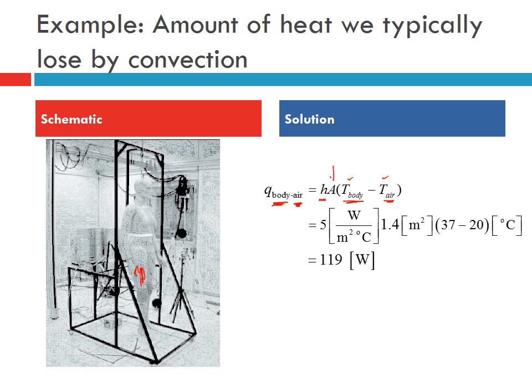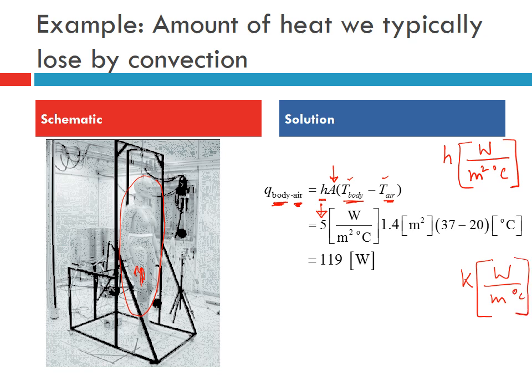Now we multiply this by area, because it is not flux, but it is over the entire surface area. So if h is given in watts per meter squared per degree centigrade, which by the way is the unit for h, you can contrast that with k, thermal conductivity, which is watts per meter per degree centigrade.